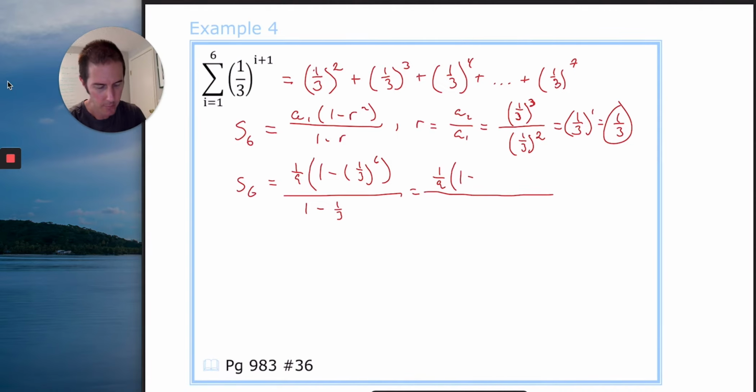1 minus, now I need 1/3 to the 6th power, but I'm certainly not going to turn that into a decimal. I know that it's 1/3 times 1/3 times 1/3 6 times, right? So my numerators are going to be 1 times 1 times 1 times 1, etc. And the denominators involve 3 6 times. In other words, 3 to the 6th power, which is 729. I just punched that into my calculator. So this fraction turns out to equal 1 over 729. And in my denominator, 1 minus 1/3 is 2/3.